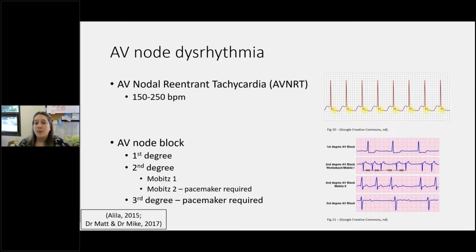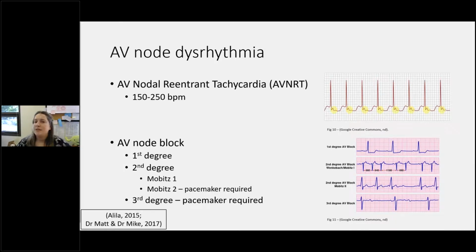There can also be AV node blocks, sometimes referred to as heart blocks, which is a delay of the atrial depolarization. In first-degree blocks, there is an increase of time between P waves and the QRS complex. In second-degree blocks, there is the same amount of time between P waves, though it may be longer than normal.